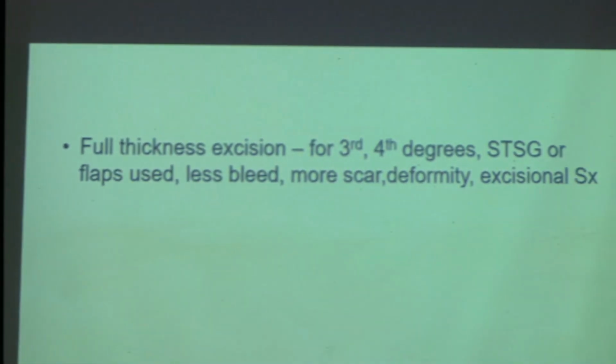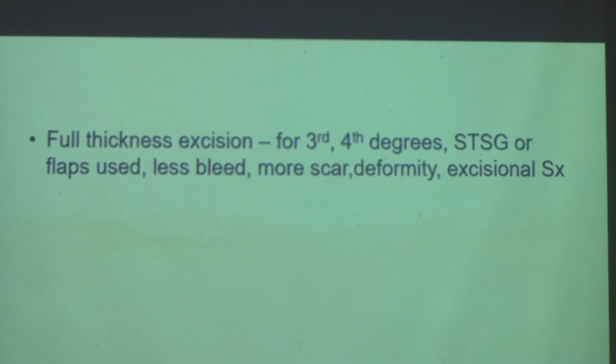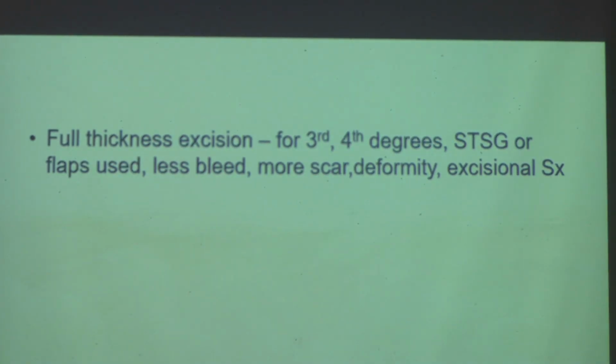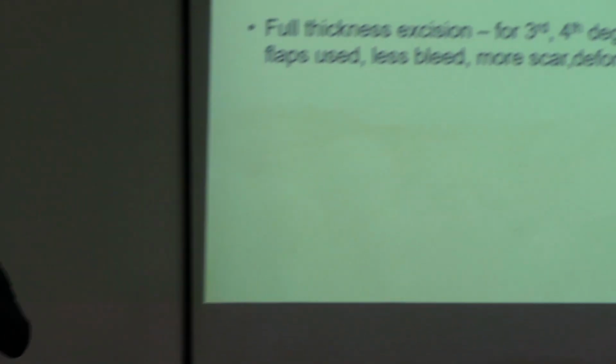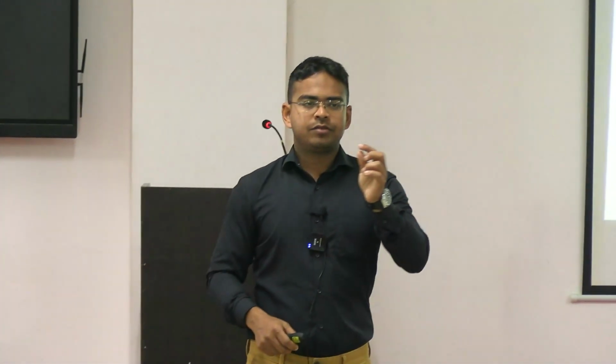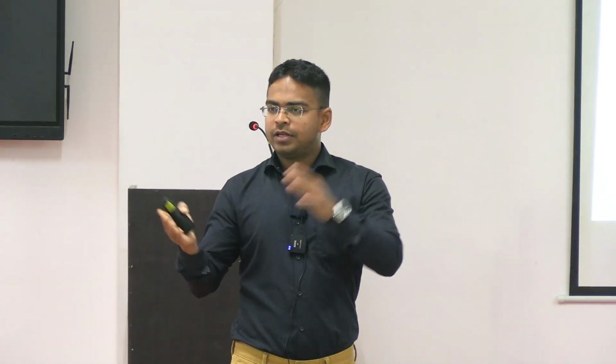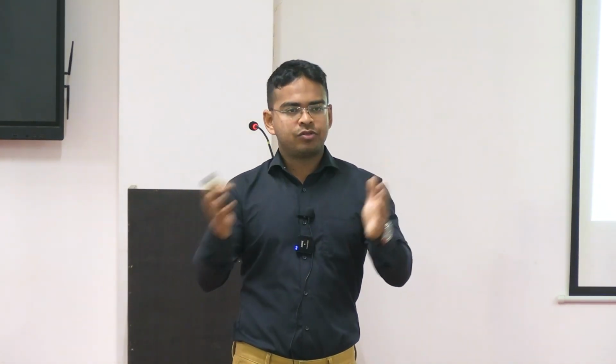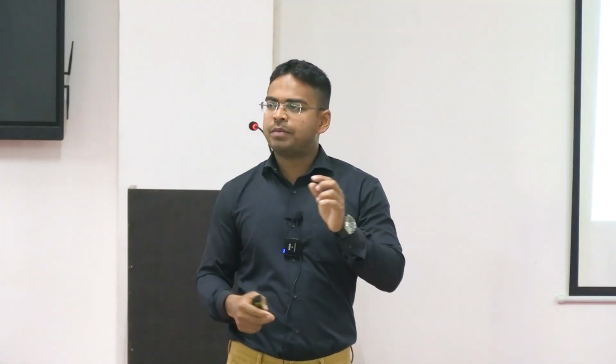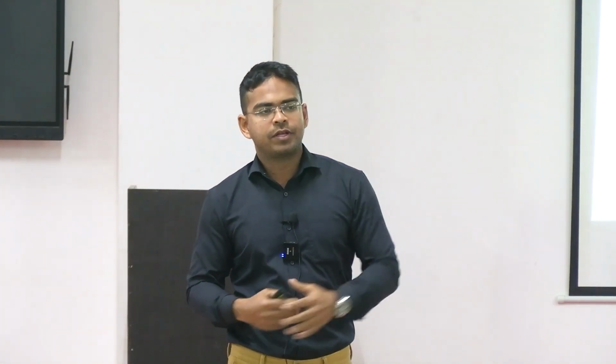In full thickness excision, we remove the burnt skin, subcutaneous tissue, the muscle, all these layers we remove, and after that we put a flap, not a graft. Graft is only skin. A flap is when you include skin or subcutaneous tissue or muscle, these combinations together, that is called a flap. So flap is thicker than a graft.